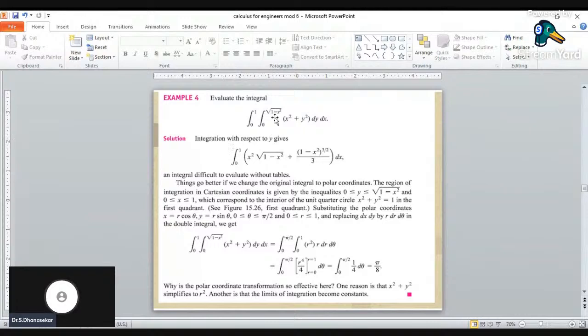Now evaluate this integral. When I go for evaluating this integral, it is a little bit difficult for me, because the limit is 0 to root of 1 minus x square. So when I integrate with respect to y, I get x square into y plus y cube by 3. When I apply the limit root of 1 minus x square in place of y, it becomes complicated too. So when I want to simplify this, I can go for polar coordinates.